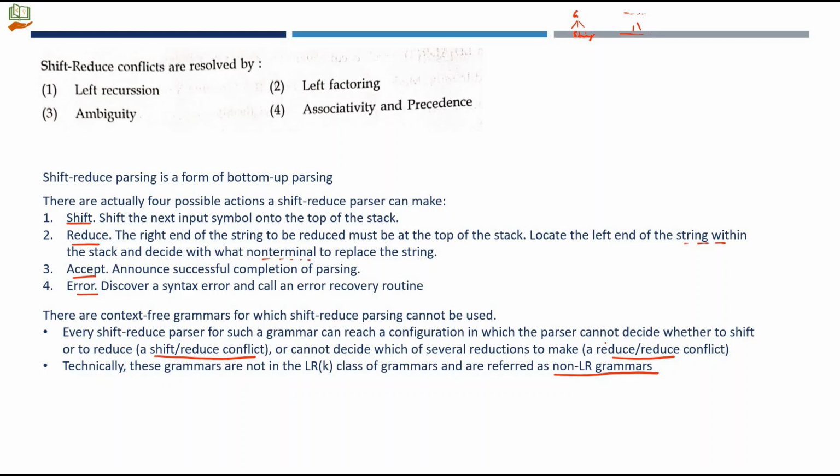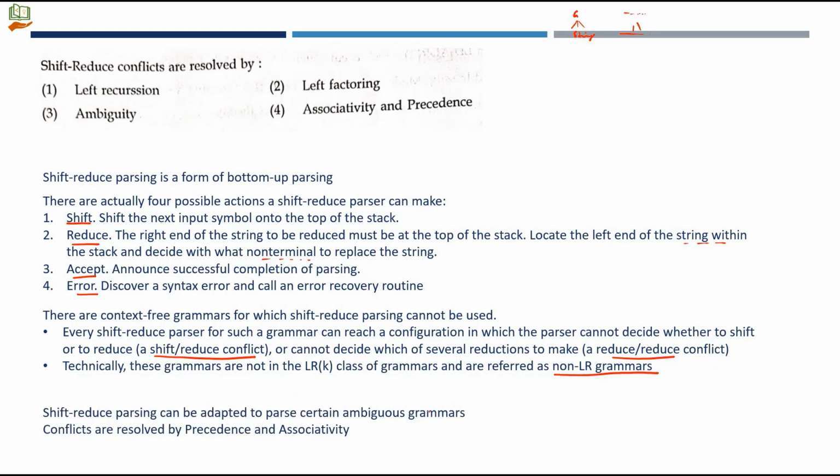When they cannot decide something, it means they are actually ambiguous grammar. Shift-reduce parsing can be adapted to parse certain ambiguous grammars. So when there are several reductions in ambiguous grammars, what technique does it use? It uses precedence and associativity. Conflicts are resolved by precedence and associativity. This will be under the topic ambiguous grammars. In that we will have a subtopic, namely precedence and associativity to resolve conflicts. And so we are going with option number 4, associativity and precedence.